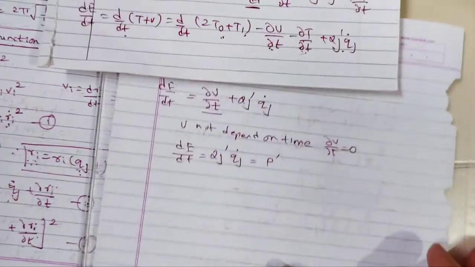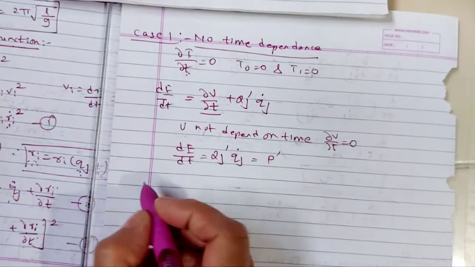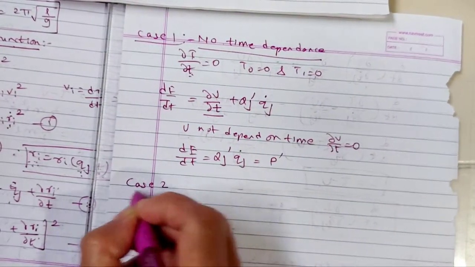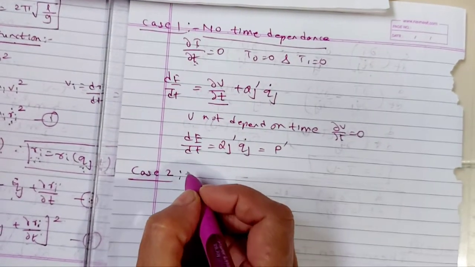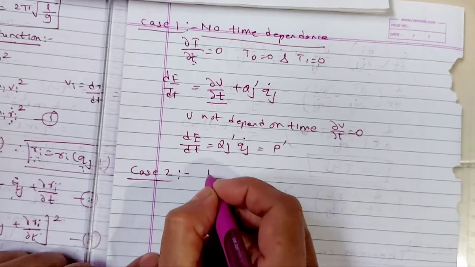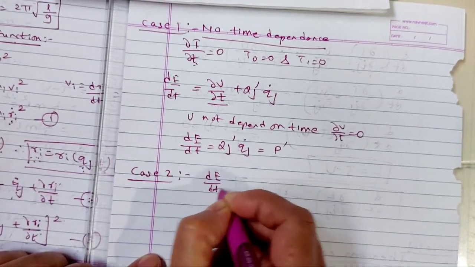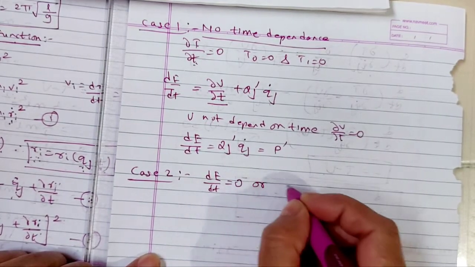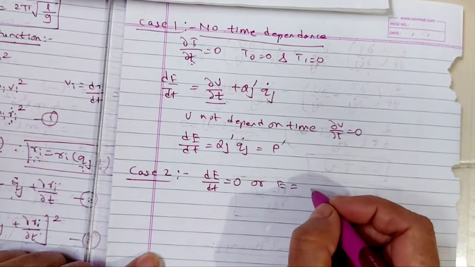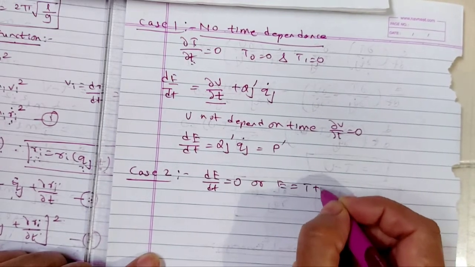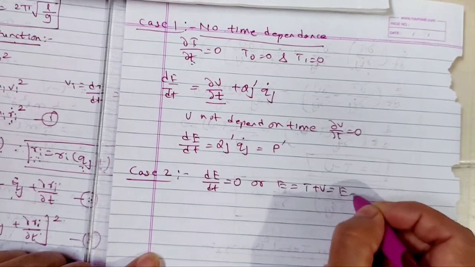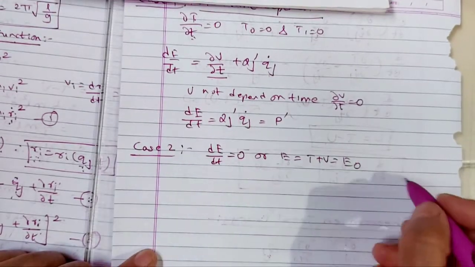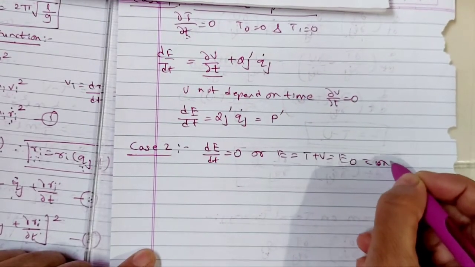Now what is case number 2 after the no time dependence? Case number 2 is the conservative system. In a conservative system, the derivative of the total energy will be 0. This means energy is constant. What is E? T plus V. What should it be? E0, which has to be constant.